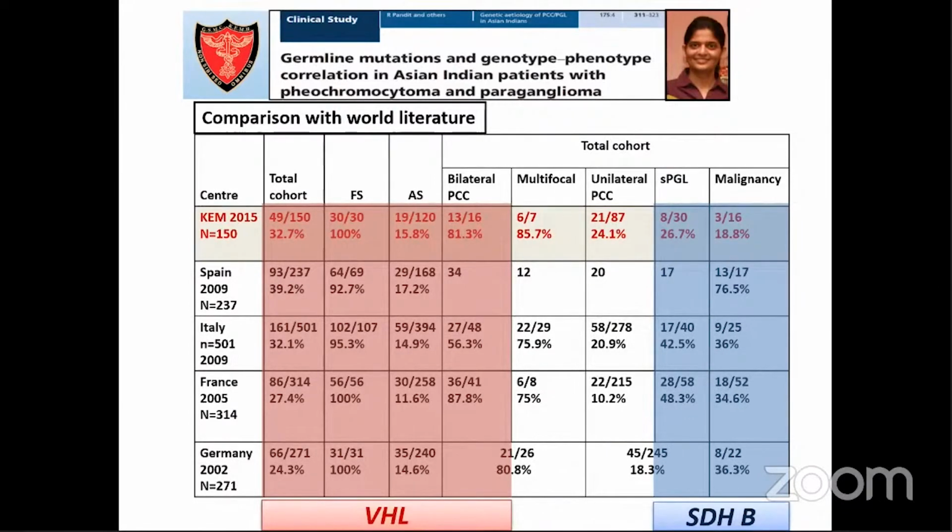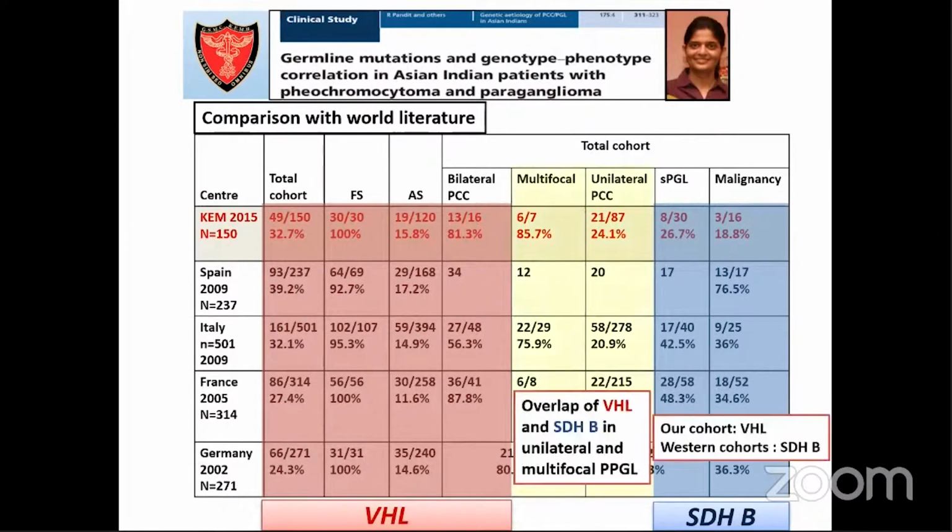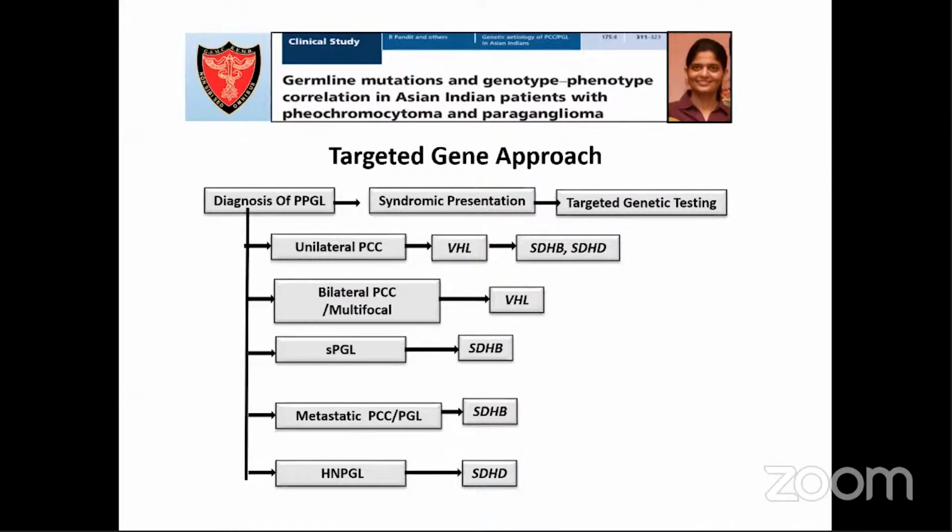What really differed in India was, unlike in the rest of the world, where in unilateral PCC the most common mutation was SDHB, it was VHL with us. Again, in multifocal disease, where there is a combination of PCC with SPGL, SDHB is the most common mutation outside India, whereas with us, it is still VHL. Based on this, we designed a targeted gene approach. This may not have great relevance in the current scenario because clinical exome sequencing has become relatively cost-effective, and most are choosing next-generation sequencing over a targeted gene approach.